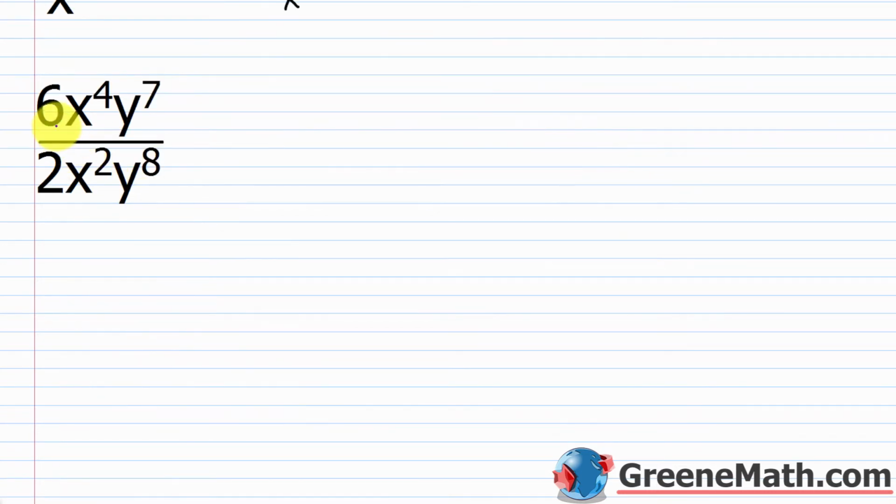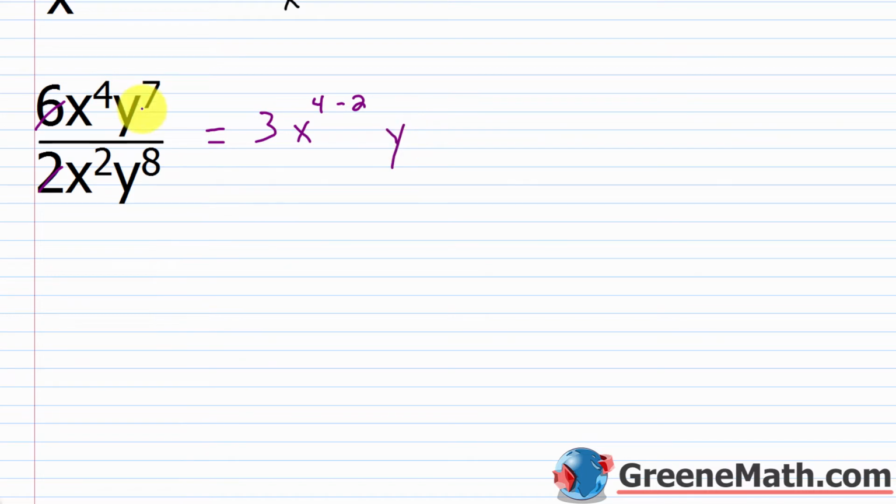All right, for the next problem, we have 6x to the 4th power, y to the 7th power, over 2x squared, y to the 8th power. So there's more things I can do here. I can cancel this 6 with this 2 and get a 3. That's how I'm going to start. Then I have x to the 4th power over x squared. So that's x to the power of 4 minus 2. Again, base stays the same. 4 is the exponent in the numerator. Subtract away the exponent in the denominator, which is 2.